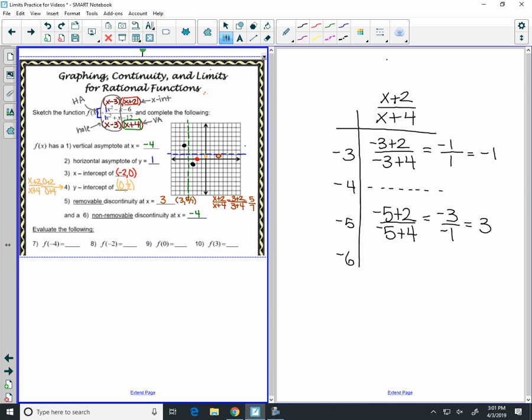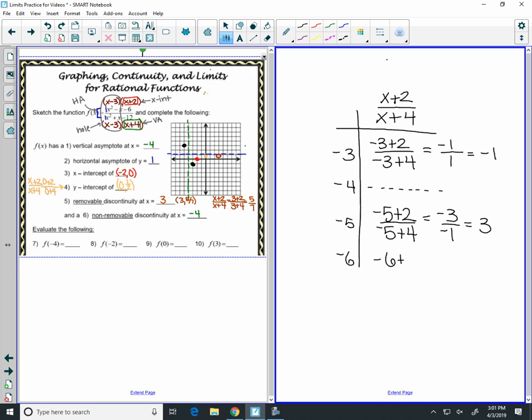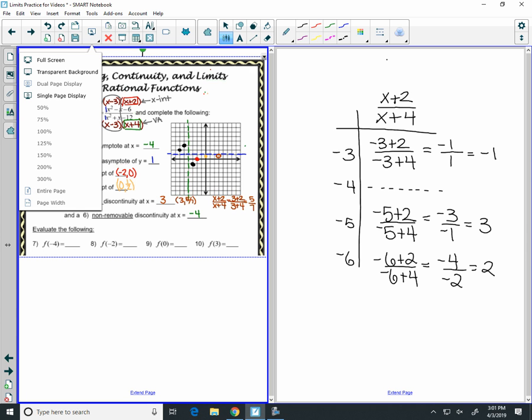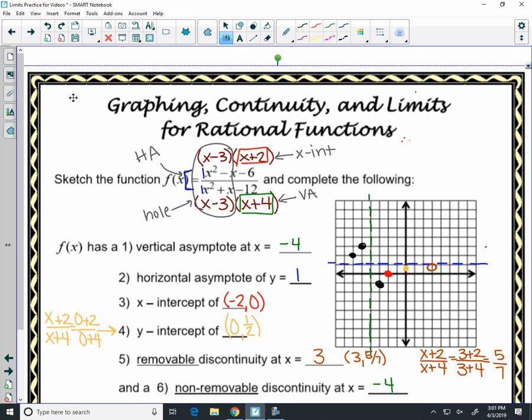And at -6, so -6 plus 2, -6 plus 4. And that looks pretty darn good, I think. Okay, so I'm going to go back to one screen here. We're done with our table for now, and we can draw in this curve.